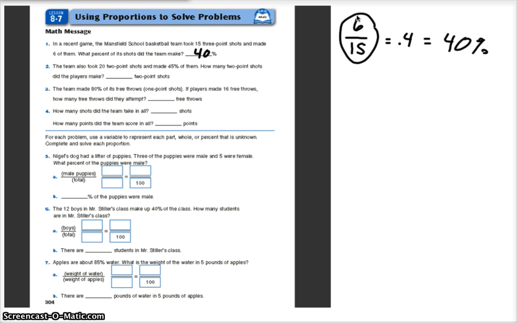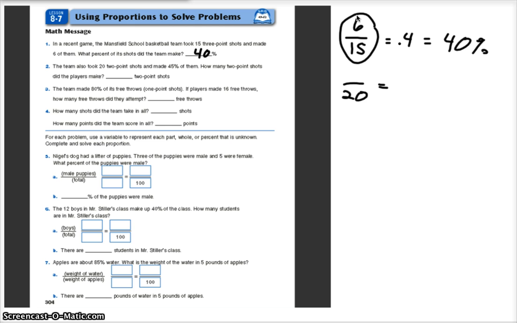So it says the team also took 20 two-point shots and made 45% of them. How many two-point shots did the players make? So here, they've given us a percentage, and now we have to find out how many they made. Alright, so here's where we can set up our ratio. Let's take what we know. We know that the team took 20 shots. So that's going to be our bottom number, right? Okay, that's our bottom number.